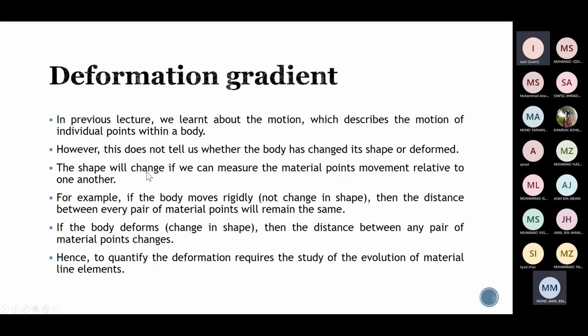The shape will change if we can measure the material points' movement relative to one another. For example, if the body undergoes rigid motion, which doesn't involve change in shape, then the distance between every pair of points will remain the same. But if the body deforms, or changes in shape, then the distance between these points also changes. Hence, to quantify the deformation requires the study of the evolution of material line elements. So we are going to look at the derivation of the term deformation gradient.